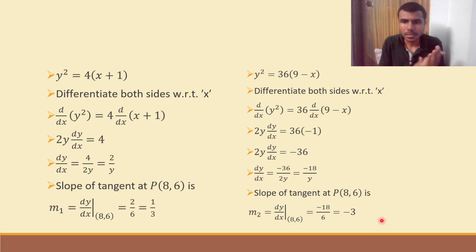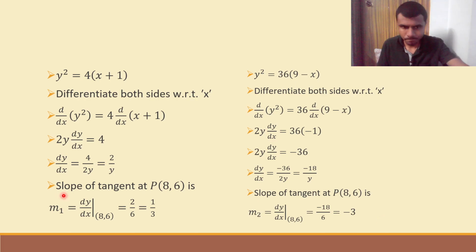Now see here, they are asking us to show that the curves intersect orthogonally. It means that basically the tangents are perpendicular. We have to show that the tangents are perpendicular. When can we say that two straight lines are perpendicular? When the product of their slopes is minus 1. So I just need to show that m1 into m2 equals minus 1. Is m1 into m2 equal to minus 1?